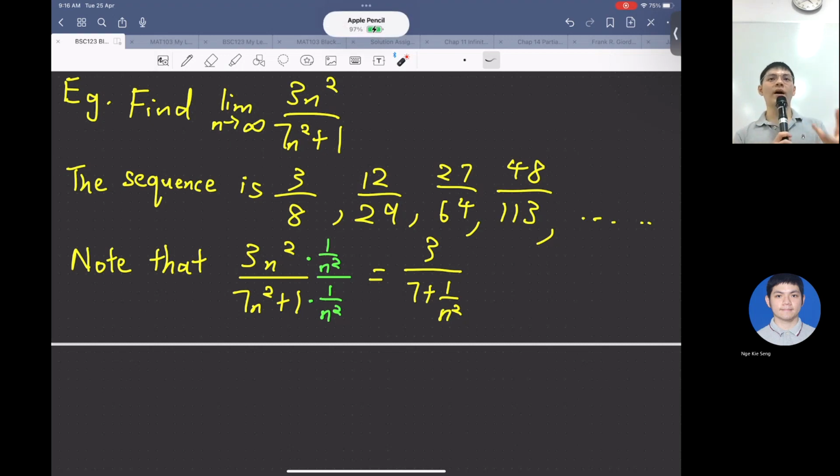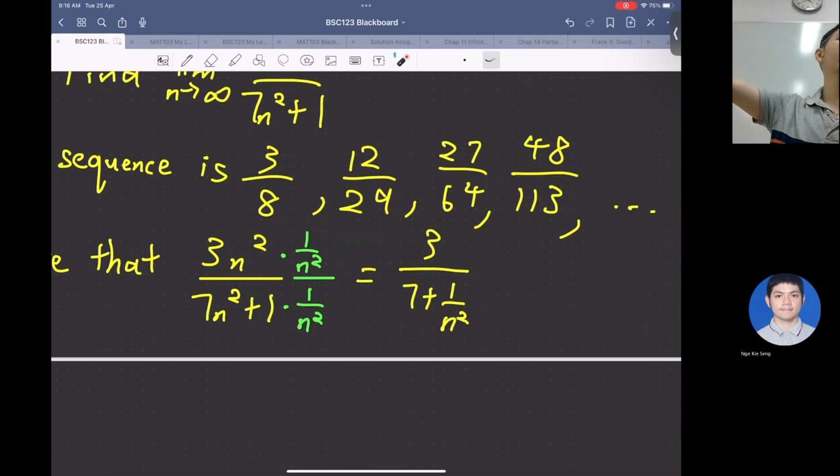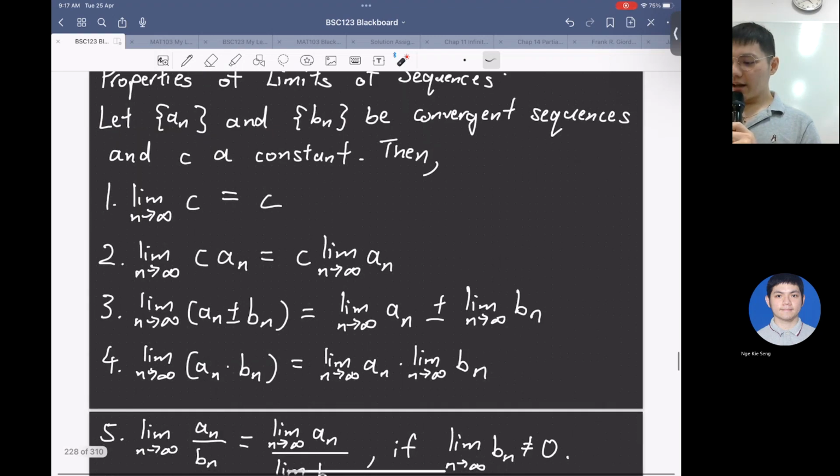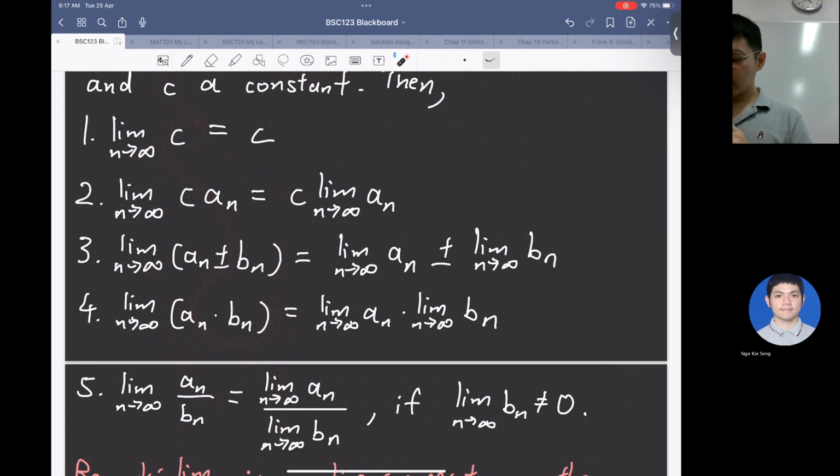Just now I told you how to combine stuff, right? If we know an converges, bn converges, then we can find the limit after we combine the sequences. So now you got a combined sequence here. How do you split it into convergent sequences? Can you split it into convergent sequences? Do you get my question? No? Okay. Just now, from this property, I taught you how you go from an, bn, and a constant c, and then build a whole bunch of sequences.